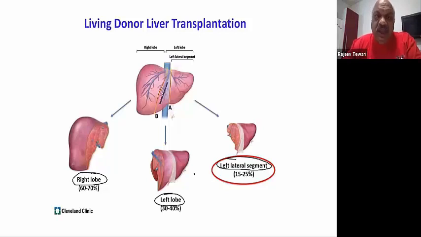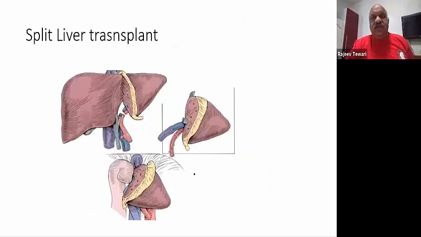Normally, we do either left lobe or left lateral. More often, we do left lateral, only segment 2 and 3. This left lateral is anatomical left lobe. Surgically, it's only part of left lobe, segment 2, 3. Next slide. Yeah, so this is a diagram of split liver transplant.